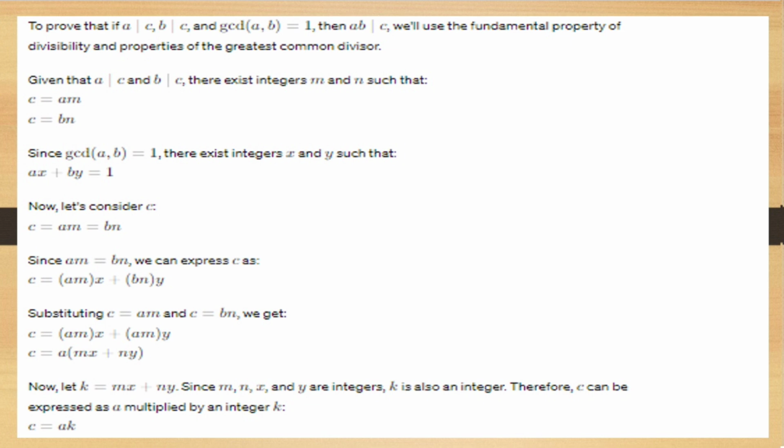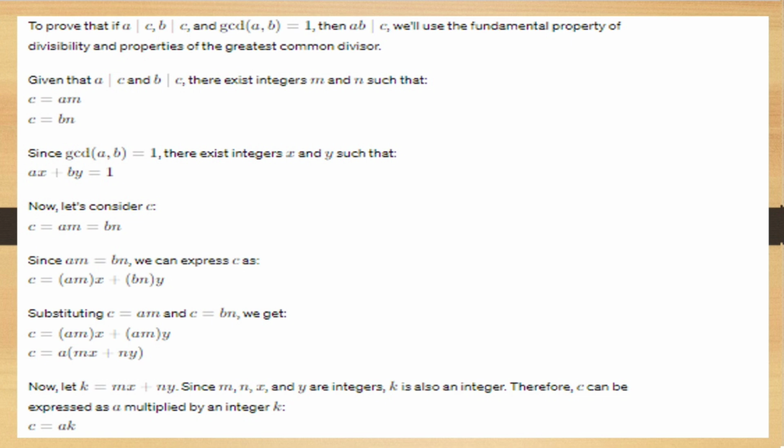Substitute c is equal to a times m and c is equal to b times n. We get c is equal to quantity a times m times x plus quantity b times n times y, wherein c is equal to a times quantity of m times x plus n times y. Now let k is equal to m times x plus n times y. Since m, n, x, and y are integers, k is also an integer.